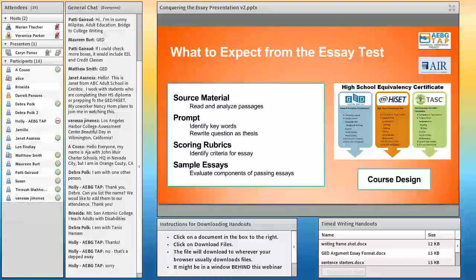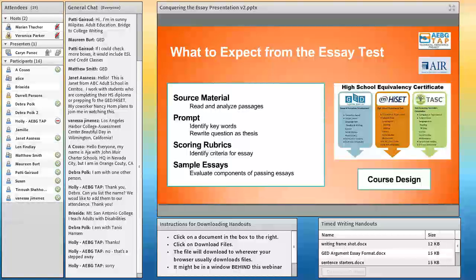So the first thing is really looking at the test. We use the GED and HiSET in our center. Some places are also using the TASC. And some of you, although I didn't see anybody listed, may be preparing them for another test.